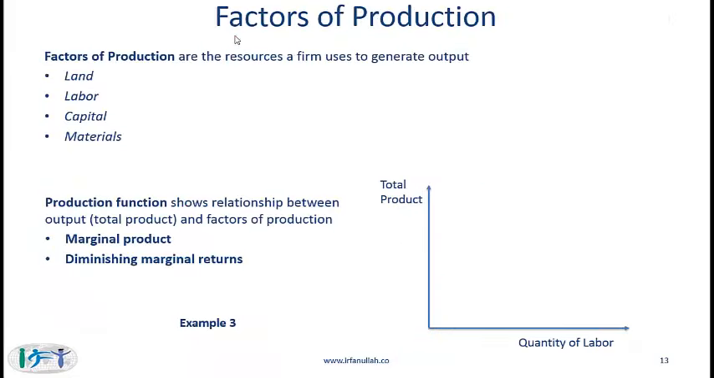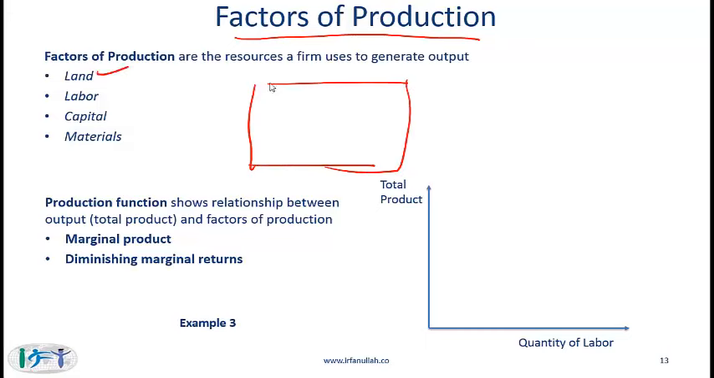Coming now to factors of production, and understanding factors of production is important before we get into the specific costs. Factors of production are the resources a firm uses to generate output. A firm or a business obviously has to be on some piece of land, so that land is one of the factors of production. Labor, all the people who are working for a business or a firm would be considered labor. This would include skilled labor, unskilled labor, and all layers of management. So the people working for a given firm would be labor.